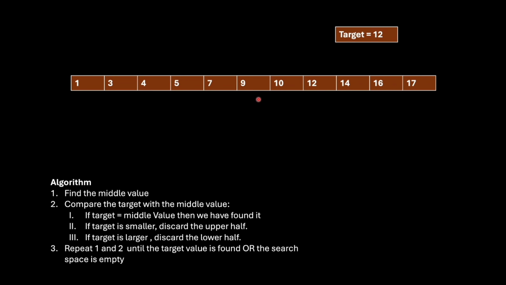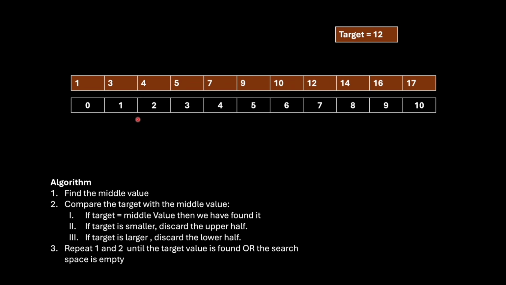Let's try another example. In this example, I will include the index of the array. If you don't know what this means, all this means is number 1 is located at index 0, number 3 at index 1, number 4 at index 2, and so on. Like before, in order to find the middle value, we need to find the lower bound and the upper bound. Our lower bound is initialized to 0 and our upper bound is initialized to 10. The reason our lower bound is initialized to 0 is because 0 is the index of the first element in our searchable range, and 10 is the index of the last element.